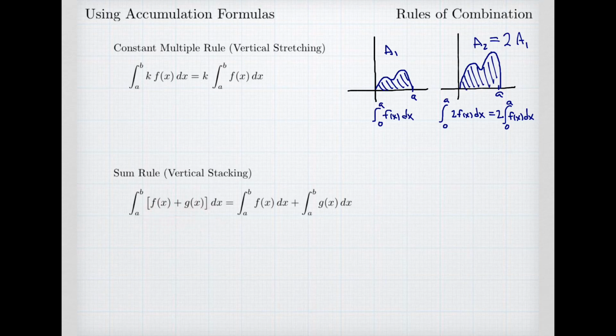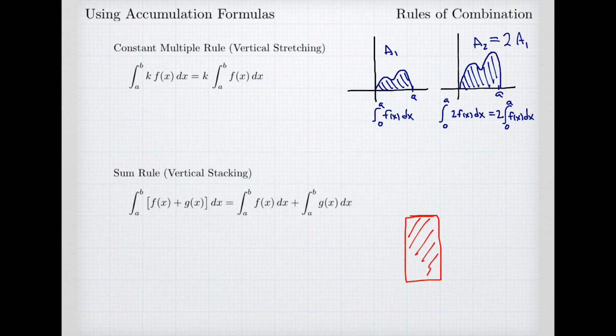Here I've got an integral of a sum of terms. I've got f of x plus g of x. And the rule says that the integral of a sum is the sum of the separate integrals. So let's see what that means geometrically. This would be much easier to think about in terms of rectangles. So if I have a constant function, then the definite integral is represented by the area of a rectangle.